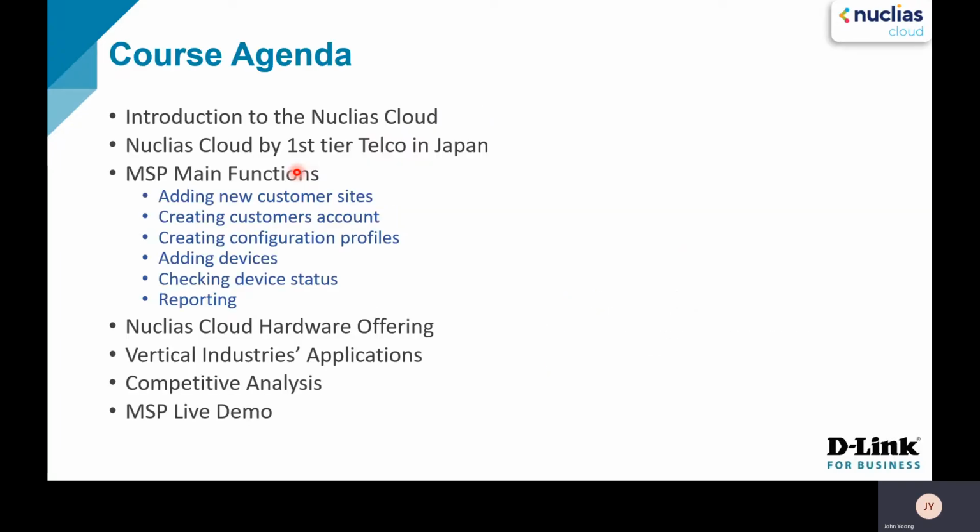Please take note. For today's agenda, we have the introduction of the Nuclias Cloud, followed by the success case in Japan. Then we have the MSP main functions: how to create a new customer site, creating the customer account, creating the AP and switch profile, adding the devices, checking the device status, and lastly, the reporting. Next is the Nuclias Cloud hardware offering on the AP and switch, followed by the vertical industrial applications, the comparison with other brands, and lastly, the MSP live demo.